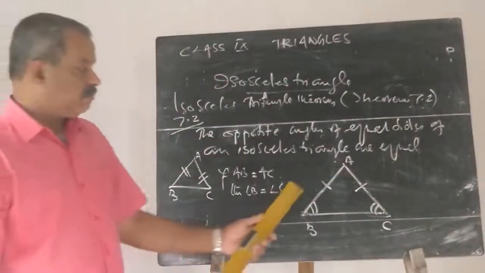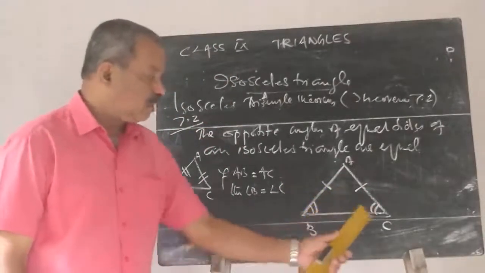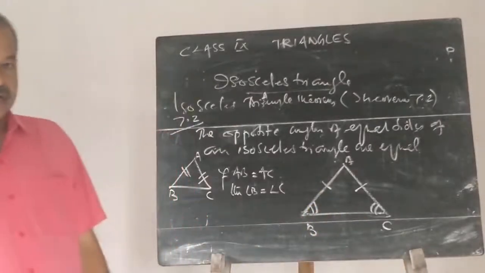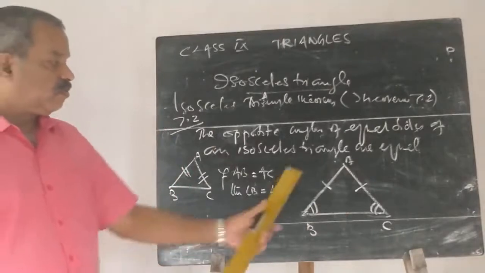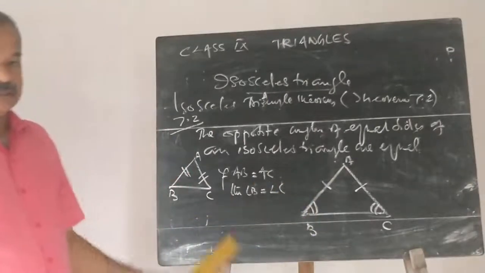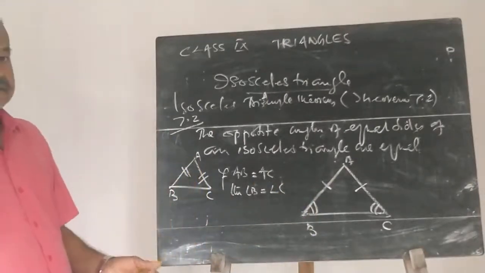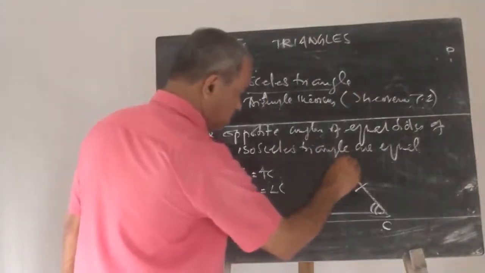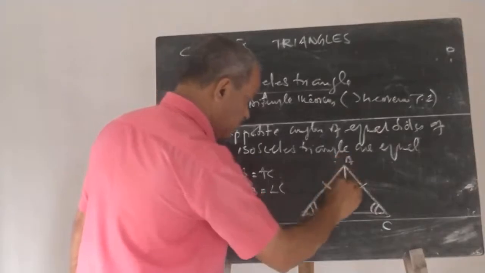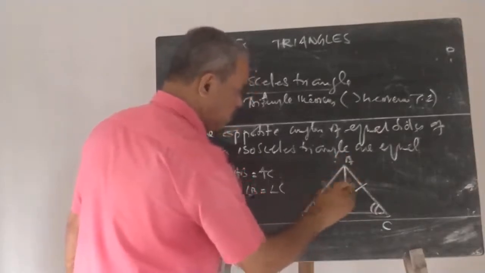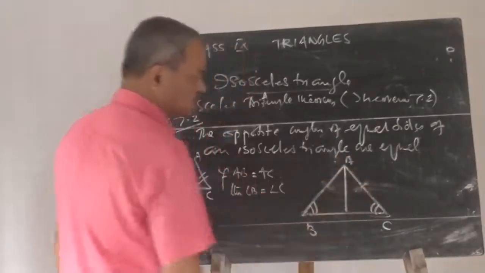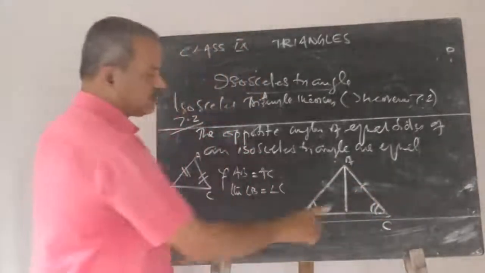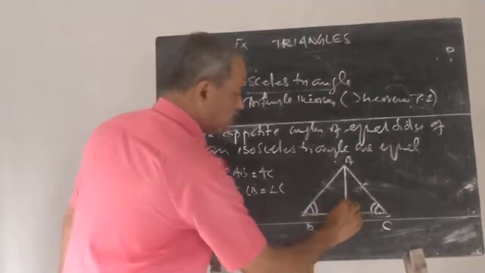That means if any two angles of a triangle are equal, then it is an isosceles triangle. How can we prove this using the theorem or axiom for congruency of triangles? Same way, we can draw the altitude. We are given that these two angles are equal. Then what about this?